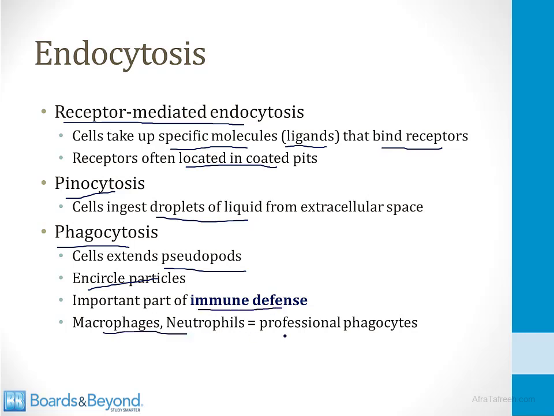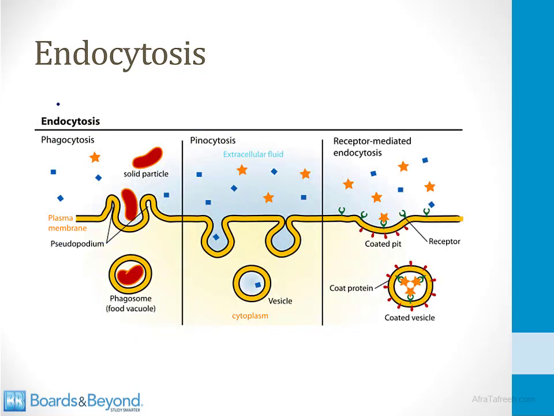Macrophages and neutrophils are called professional phagocytes. Their job is to take up pathogens via phagocytosis. And here's a cartoon depicting the three forms of endocytosis. In phagocytosis, little pseudopods form and surround a pathogen or particle and pull it into a specialized form of endosome called a phagosome. In pinocytosis, a little bit of the plasma membrane pinches off and surrounds some liquid. And in receptor-mediated endocytosis, there are little pits that have receptors. They will bind to a ligand and pull it in and form a coated vesicle, which has a coat protein. We'll talk more about these coat proteins later in this video.